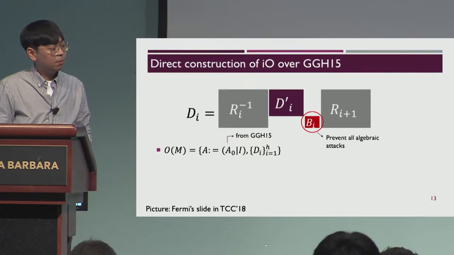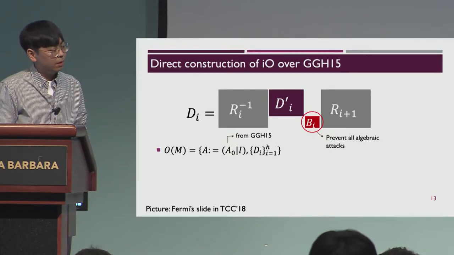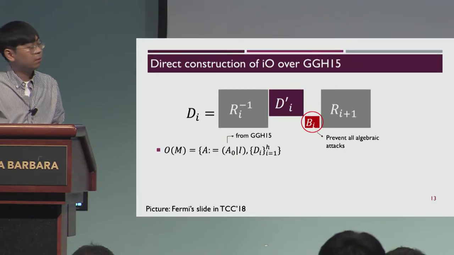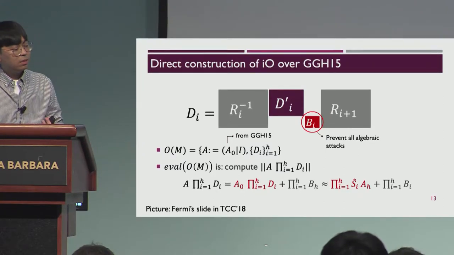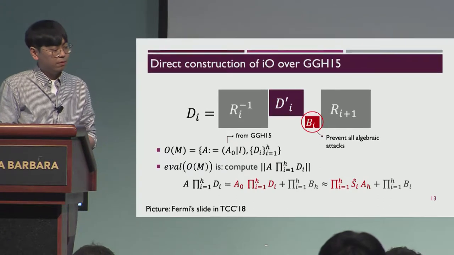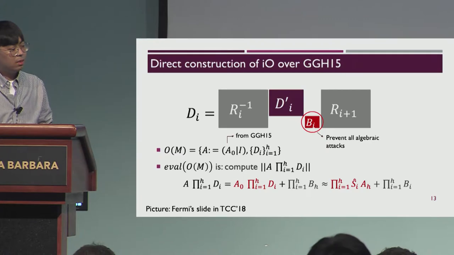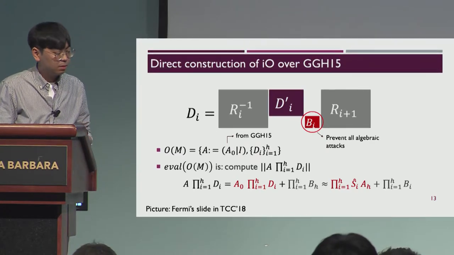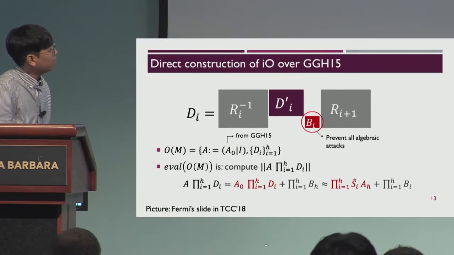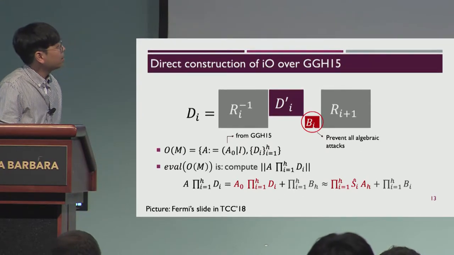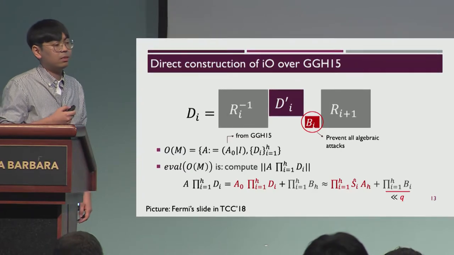Then the obfuscation of a program M is the set of A, which is a concatenation of A_0 from the GGH15 multilinear map and an identity matrix, and the set of encoded matrices D_i. As I already said, evaluation is almost the same as the zero test of GGH15. We just compute a norm of the matrix A times the product of D_i's. Indeed, the matrix is approximately equal to the zero test of GGH15 and the product of the extra block matrices. The product of the extra block matrices is much smaller than q, so the evaluation process preserves the functionality.